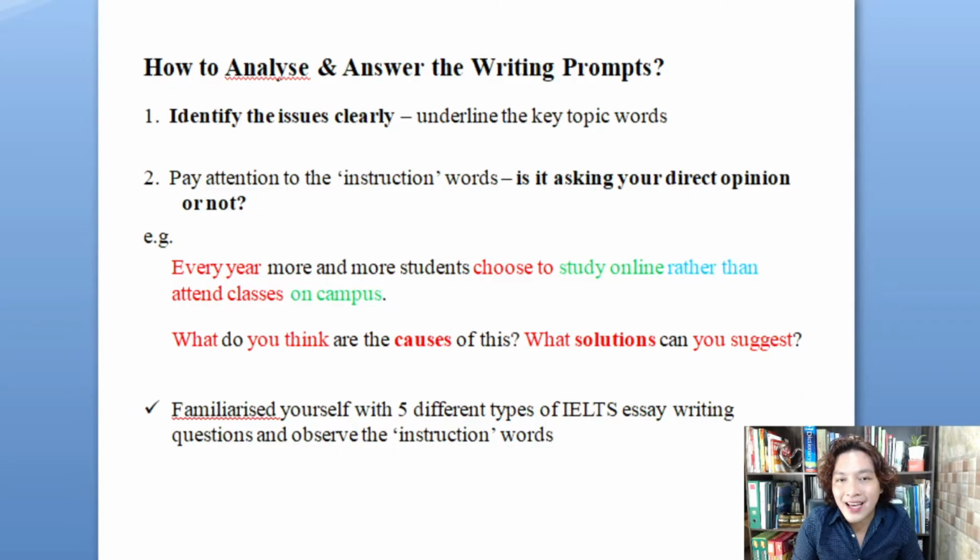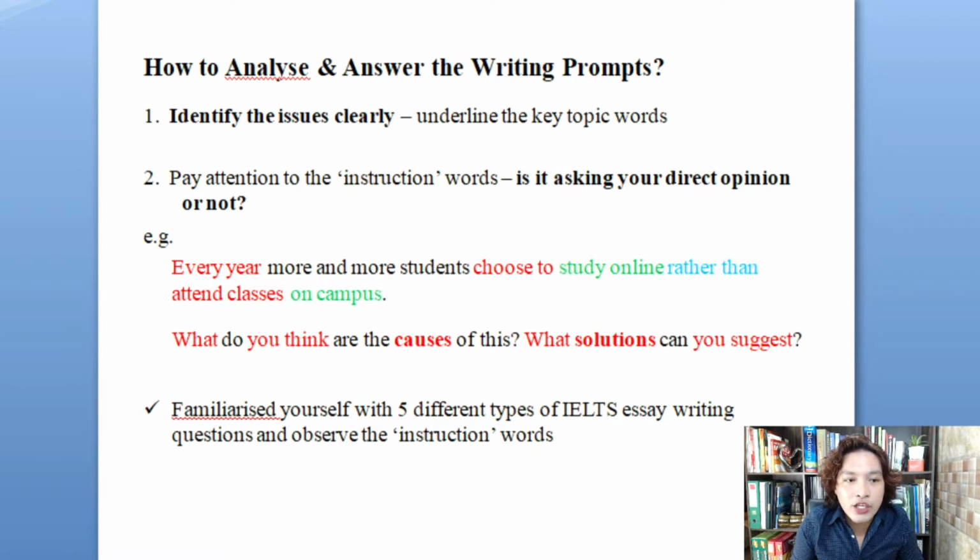Now, in order to analyze and answer the writing prompts, you need to identify the issues clearly first. You need to underline the key topic words. For example, "Every year more and more students choose to study online rather than attend classes on campus." So basically what we're talking about here is studying online versus attending classes on campus. Be very careful as well with comparative phrases like "rather than." That means you have to compare and contrast studying online versus attending classes on campus.